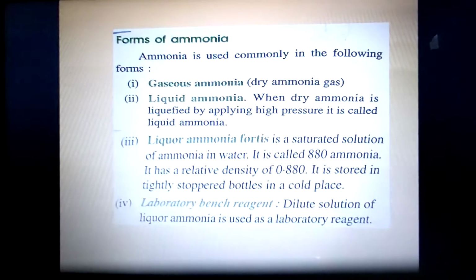Liquor ammonia is when we dissolve ammonia in water and the solution becomes saturated. It is also called 880 ammonia. It is stored in tightly stoppered bottles in a cold place. Now lab bench reagent is a dilute solution of liquor ammonia, that is ammonium hydroxide, that we use in our lab. So liquid ammonia and liquor ammonia are different. Liquid ammonia is liquefied ammonia and liquor ammonia is ammonia dissolved in water.